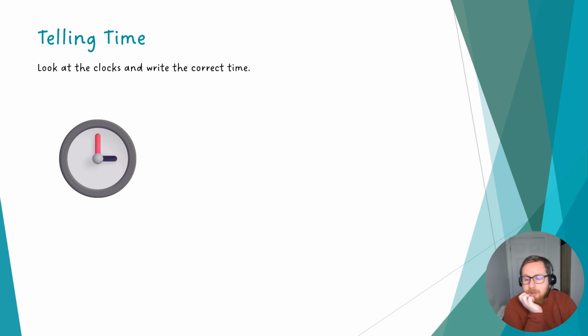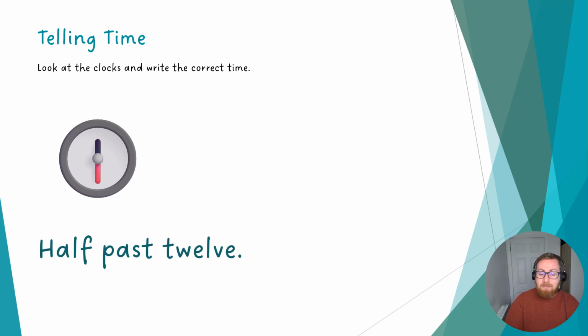I would like you to look at the clocks and tell me the correct time. What is the time shown on the screen? 3, 2, 1. It's 3 o'clock. It is on the hour. How about this one? Half the time has gone. 3, 2, 1. 12:30. Okay, how about another?